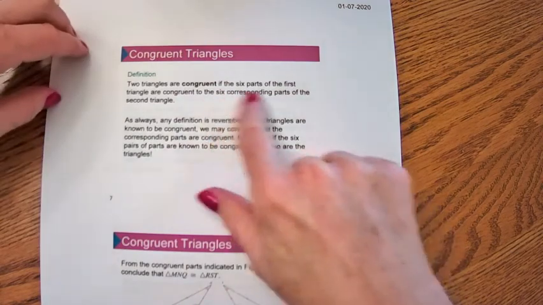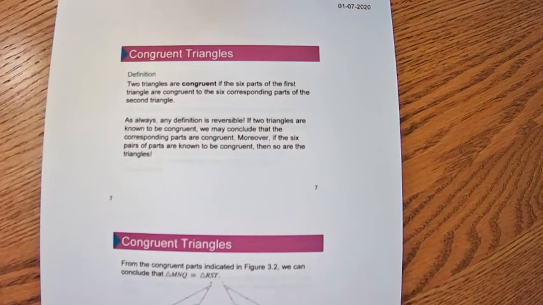So two triangles are congruent if all 6 parts of the first triangle, 3 angles and 3 sides, are congruent with all 6 parts of the second triangle. However, the nice thing is that in order to prove that triangles are congruent, you don't really have to find all 6 parts. You can find a fewer number, and we're going to cover that in this section.